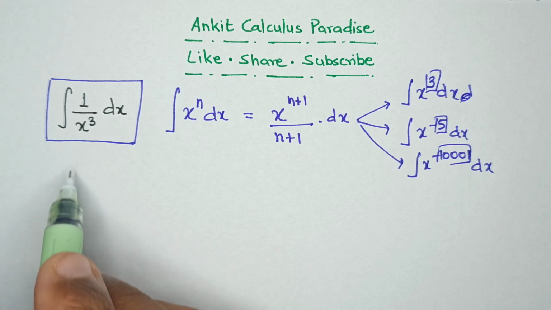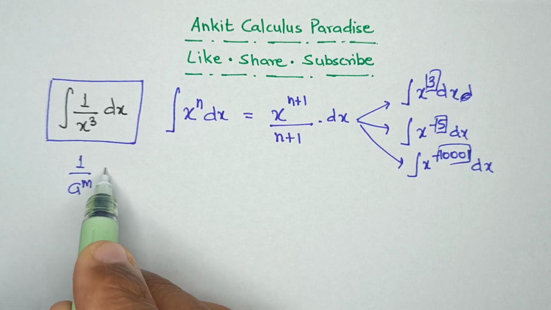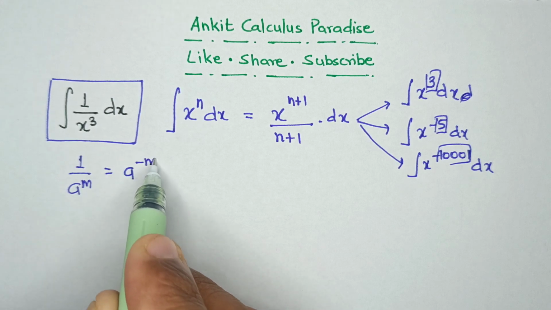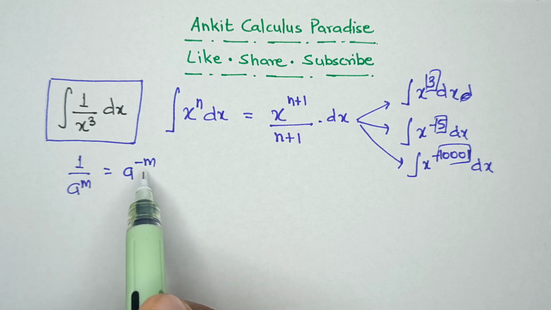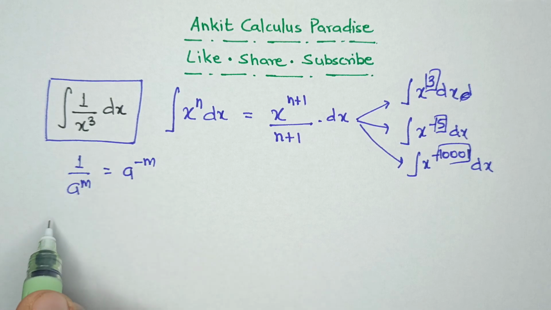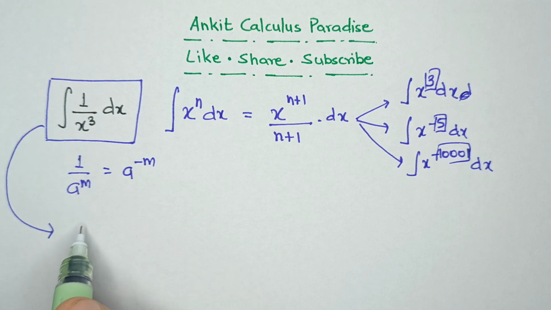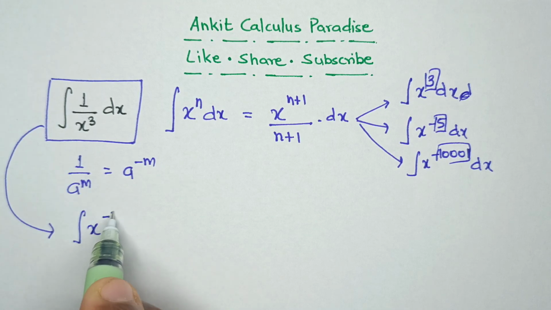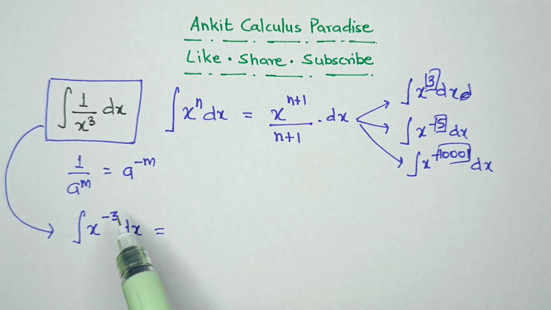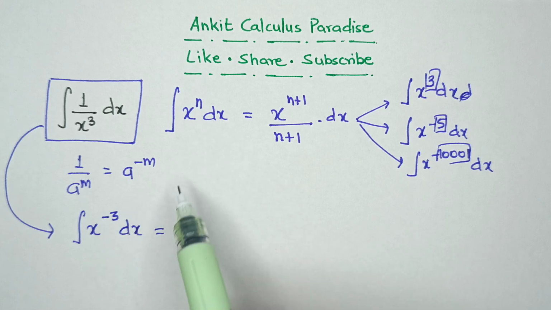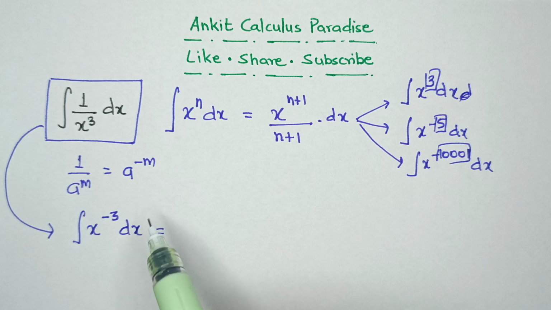So what I'm going to do is use a property of exponents that says that 1 divided by a raised to the power m can be written as a raised to the power minus m. That is, when you reverse, the power gets a negative sign in front of it. So now this question can be written as integration of x raised to the power minus 3 dx. So now if you notice, this question and the standard formula now match as per the pattern.